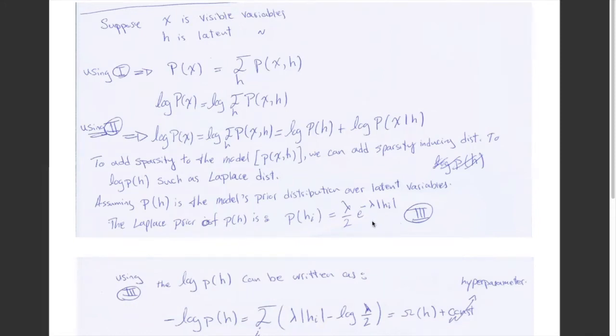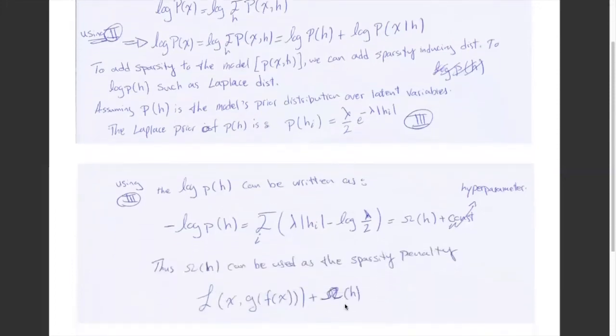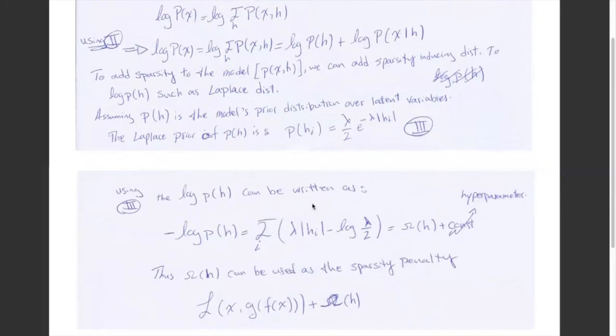Using this expression, putting p(h) back into our original one, we get the sum of lambda times the absolute value of h over all h instances, minus a log of lambda over 2. This is a constant value. Lambda is a constant. So the first expression, this part, is the only variable part that depends on the input, the network. And we denote this as the omega h. And finally, we add the omega h to the loss function. In this way, we are adding sparsity to our joint probability of x and h.